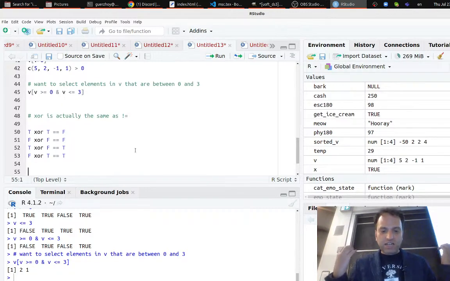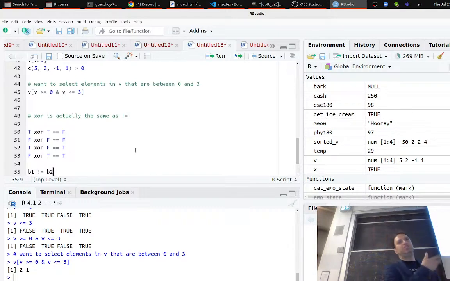As it turns out, if you have two booleans, two logical values like trues and falses, and you just say B1 is not equal to B2, that's the same as XOR. What XOR is saying is they're not the same. If they're not the same, then it's true. If they are the same, then it's false. So technically you don't really need XOR that much, because it's just not equal.